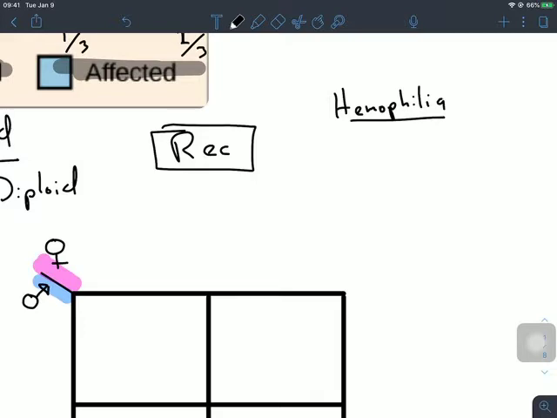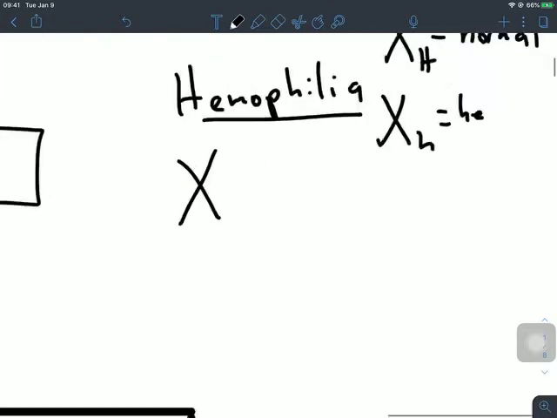But hemophilia is the disease that is carried on the X chromosome, and it encodes a broken version of that clotting factor. So, in a female, let's say that X big H means normal or unbroken, and X little h is the hemophiliac.